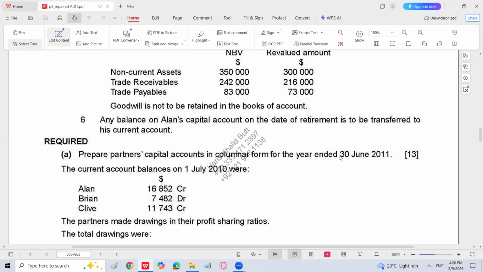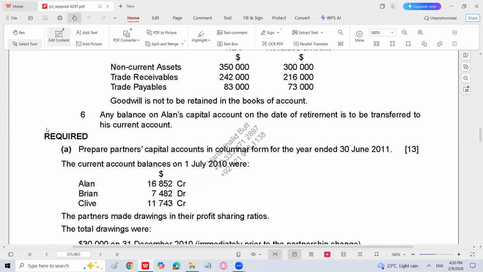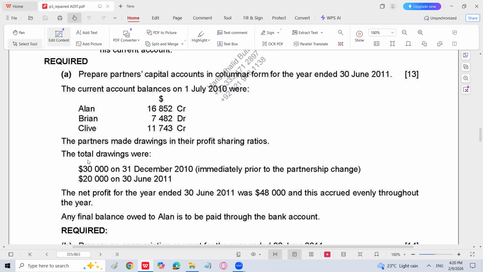So next, prepare the partners' capital account in columnar form for the year ended 30th June. Current account balances on 1st July were given. The partners made drawings in their profit sharing ratio. Total drawings were 30,000 immediately prior to the partnership change and 20,000 on 30th June 2011. The net profit for the year ended 30th June 2011 was 48,000 and this accrued evenly throughout the year. It means that the profit for the year is the same for each month.